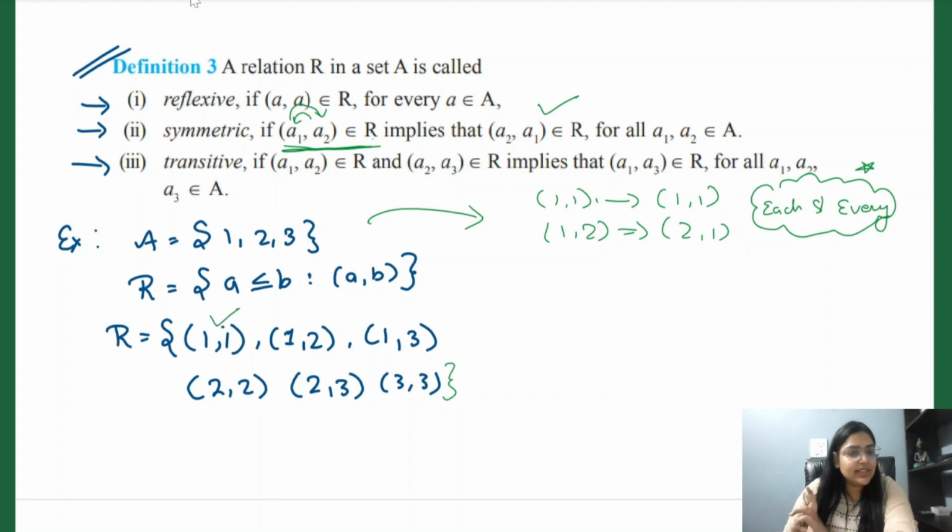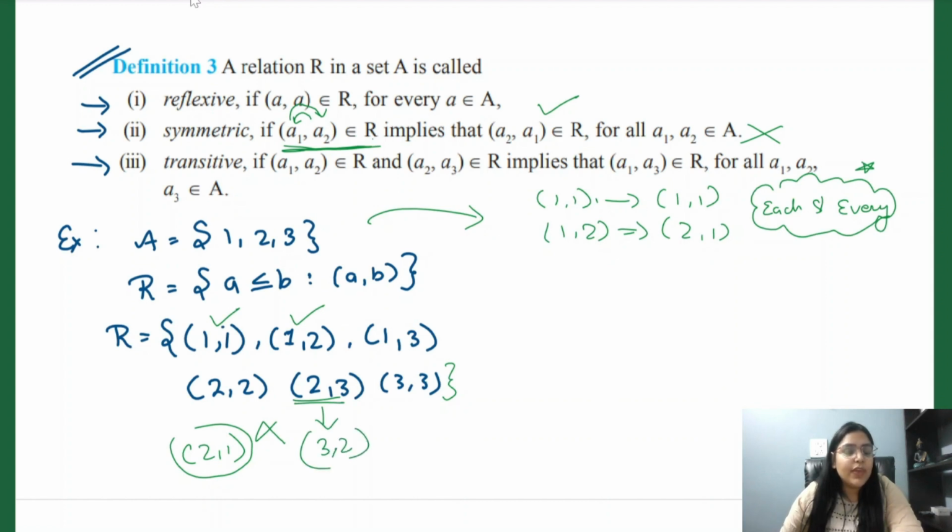If we interchange 1 comma 1, it will be again 1 comma 1, which is there. If we interchange 1 comma 2, it will become 2 comma 1. Can you find the element 2 comma 1 in the relation? No, it's not there. That means it is not symmetric. For 2 comma 3 we should have 3 comma 2. For 1 comma 3 we should also have 3 comma 1. If such things do exist, then it is symmetric. If they are not, then it is not symmetric.